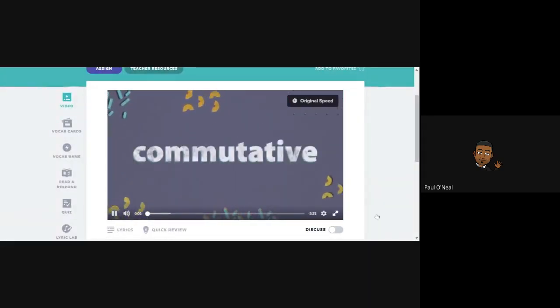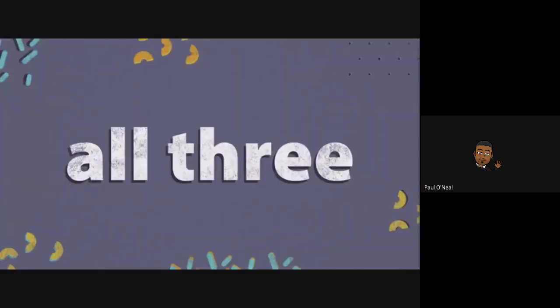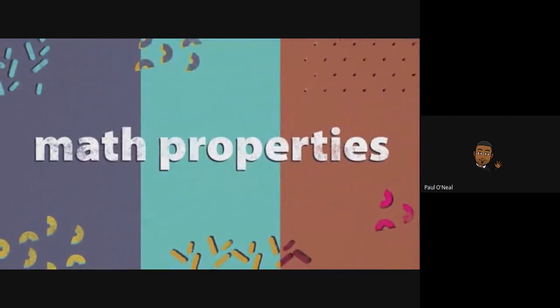And the list. Commutative, associative, distributive, all 3. Math properties, yeah. Vocab, let's go.